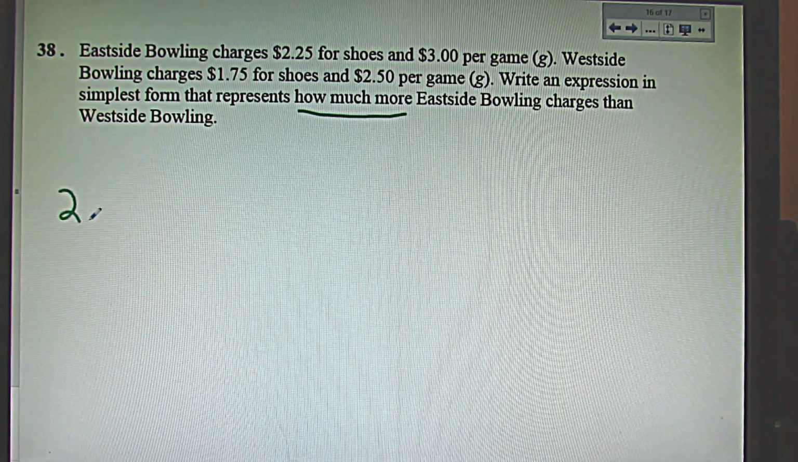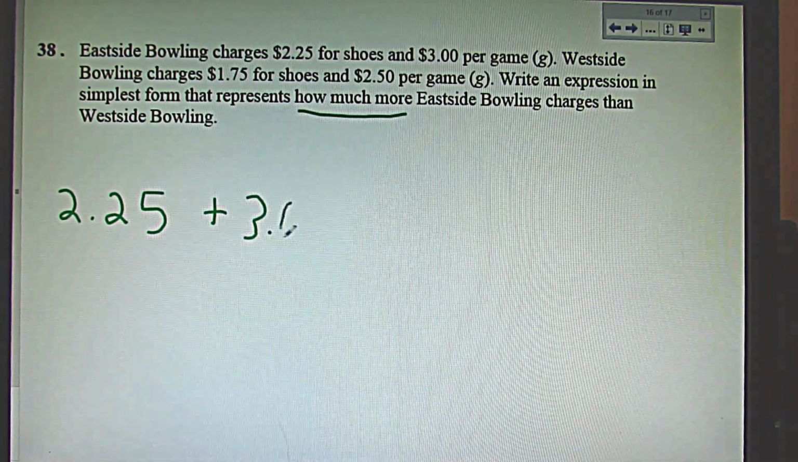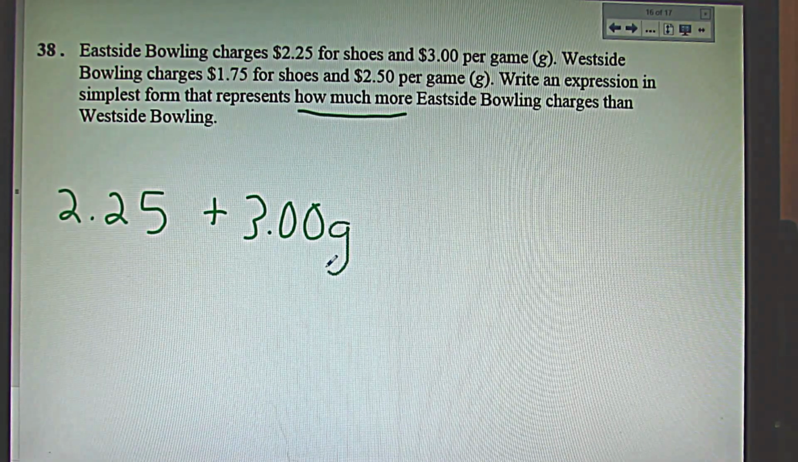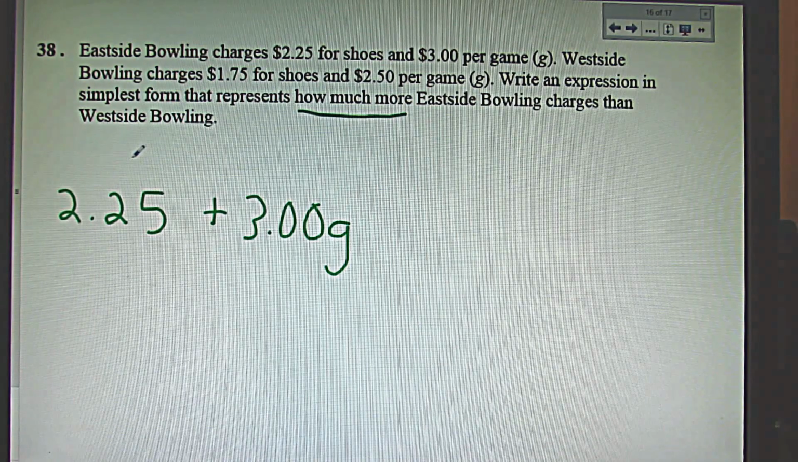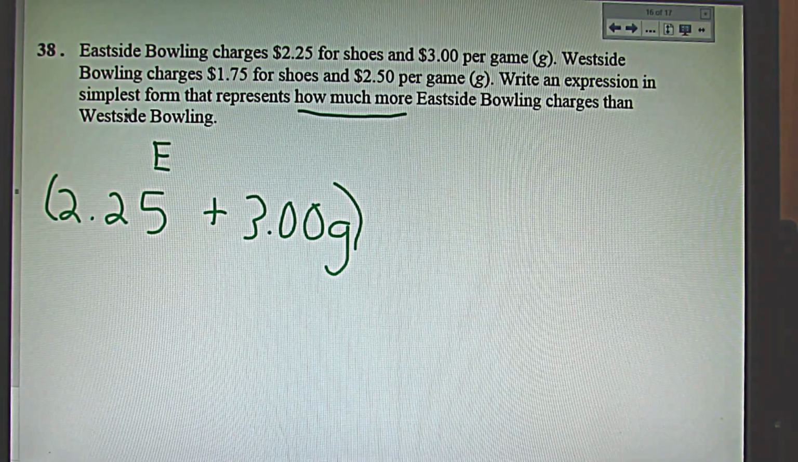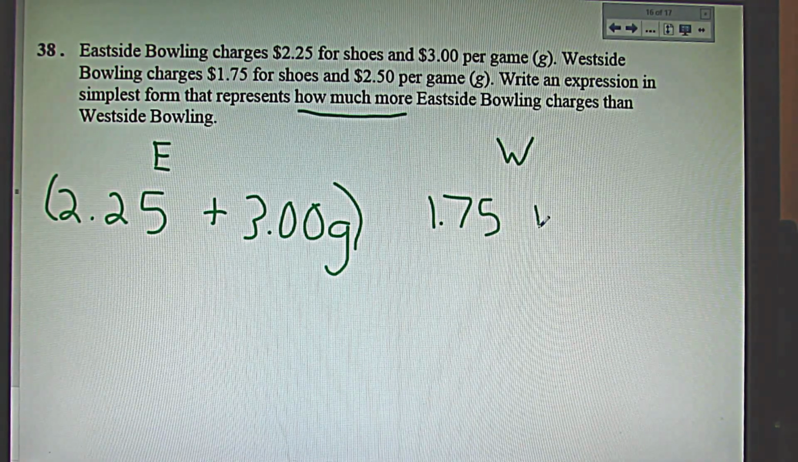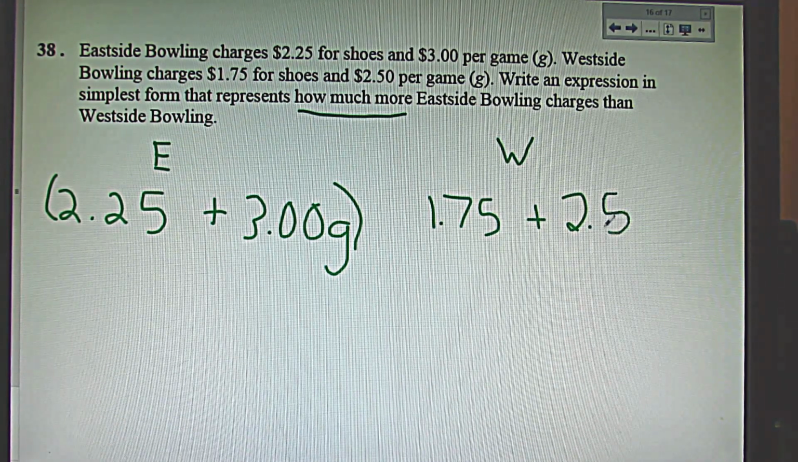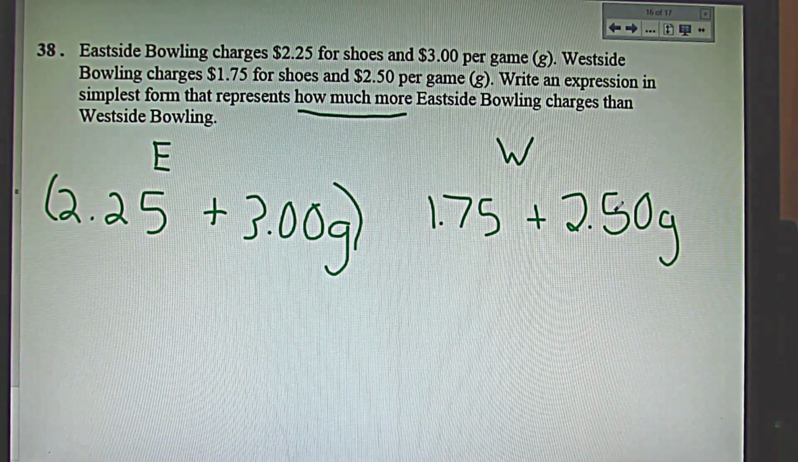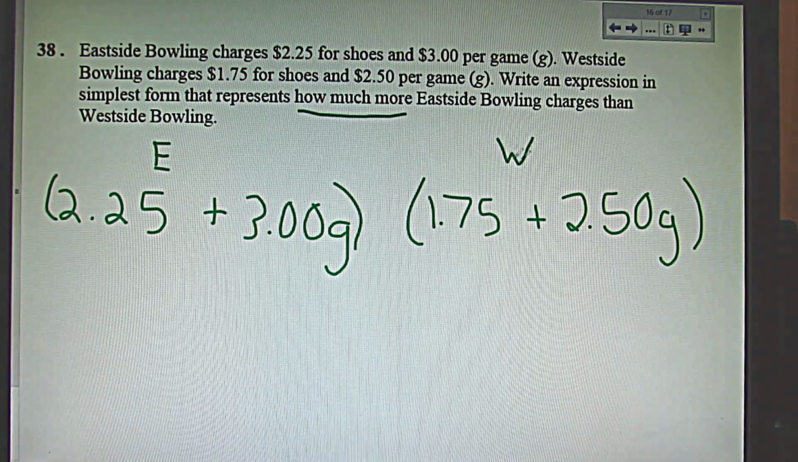Eastside charges $2.25 for shoes and plus $3 per game G. That means each game costs $3. That's why I put the G right next to the $3. Cool. So that's my Eastside Bowling. That whole expression. Now I have Westside Bowling. Okay, my Westside Bowling costs $1.75 for shoes and $2.50 per game G. Again, the $2.50 and the G are related to each other because each game costs $2.50. That's why I'm going to be multiplying these two. Alright, again, that whole expression represents my west side.